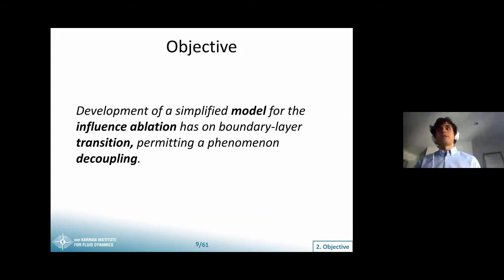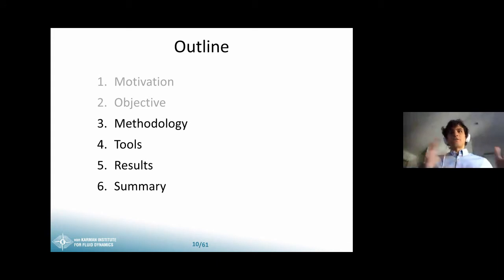So within this frame, the objective of this doctoral research was the development of a simplified model for the influence ablation has on boundary layer transition, permitting a phenomenon decoupling. All right, so having introduced already the motivation and the objective, I will now talk about the methodology that we've been following to tackle these problems, the different tools that we've used and or developed for it, and finally present the most interesting results that we've obtained and close it up with a small summary.